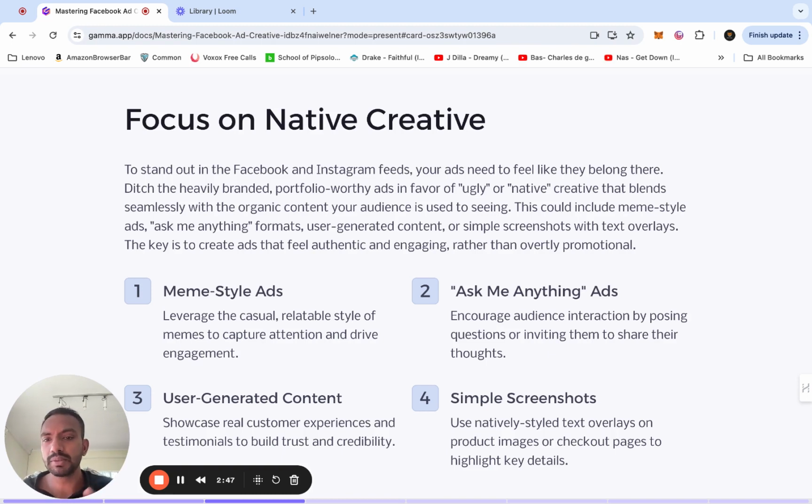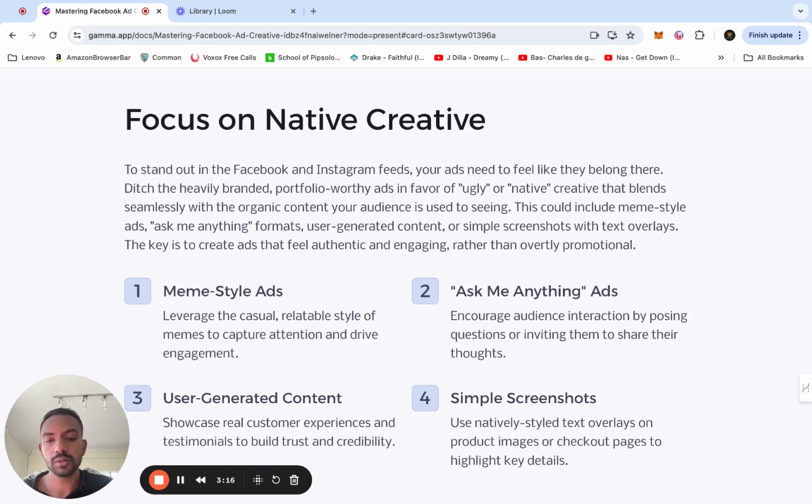This could be like meme style ads, ask me anything formats, UGC, or user generated content, or even just simple screenshots with overlays. So the key here is really just to focus on ads that feel authentic to the user and engaging rather than just promotional. So like I said, there's four styles. One is meme style, two is ask me anything, three is UGC, and four is simple screenshots. These are four different types of formats that you can use to test and figure out what works best for your target audience.